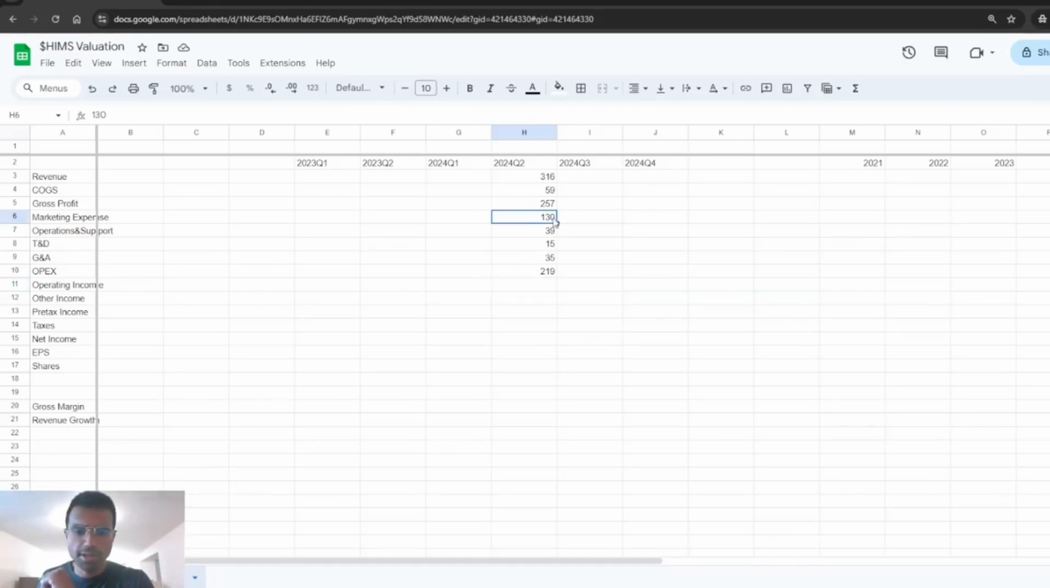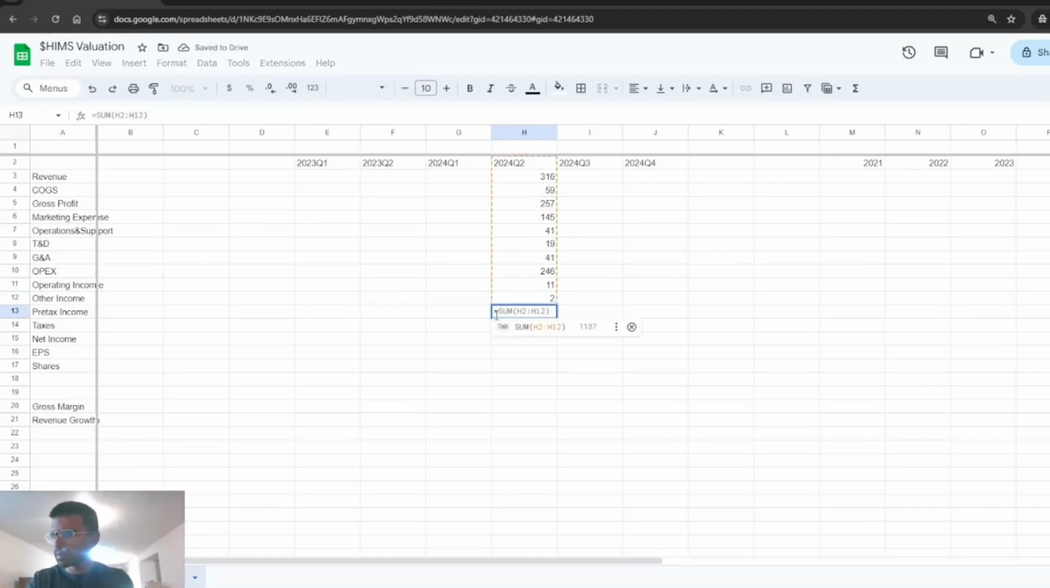So that's 200. The marketing expense is 145 million. I was looking at 2024 Q1. Okay, so that makes more sense. 145 million, 41 million, 19 million, 41 million. So that's OPEX. This is going to be the gross profit minus the OPEX. Other income, they had about 2 million. 13 million is going to be the pre-tax income, right?